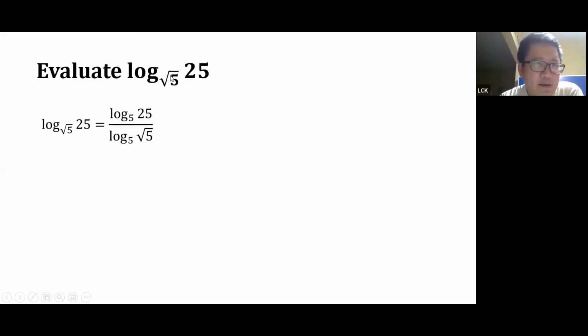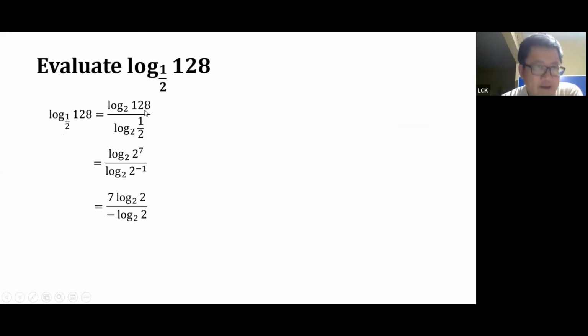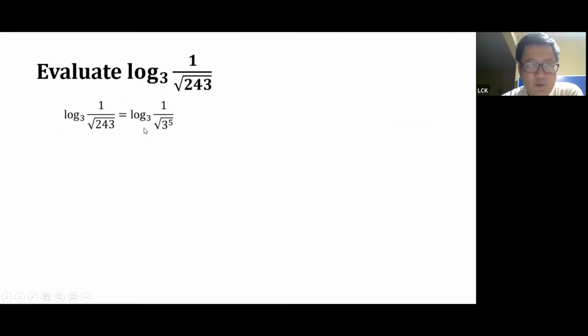All right. So what I'm trying to show you with these two questions is this: your base doesn't have to be a nice number. This one, the base is square root 5, and this one here, the base is half. The base doesn't have to be a nice round number. Okay. We can still deal with it.